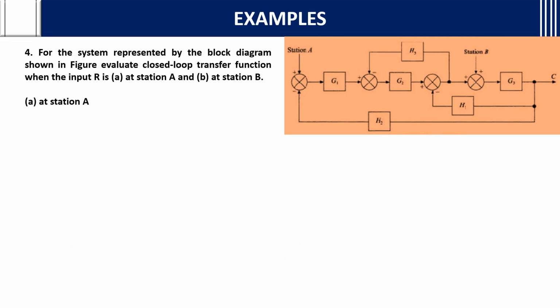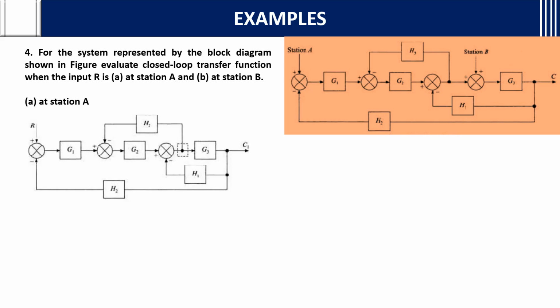Next question. For the system represented by the block diagram shown in figure, evaluate closed loop transfer function when the input R is at station A and at station B. They are asking when input is station A, find the transfer function. When input is station B, find the transfer function. Output by input. When we are considering station A, we will make station B 0. Then if it is considering station B, we will make station A 0. Okay, we will see that how.